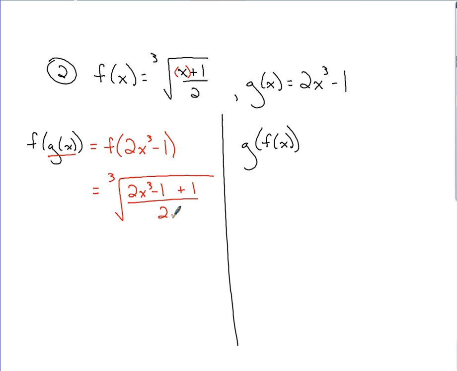As you simplify, you'll notice in the numerator the 1's cancel out. You've got the cube root of 2x cubed over 2, where now the 2's cancel out. Now you have the cube root of x cubed. Take the cube root of something cubed, you get that something back. So this would all equal x, meaning so far so good.